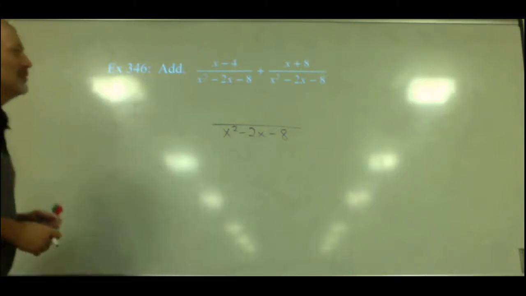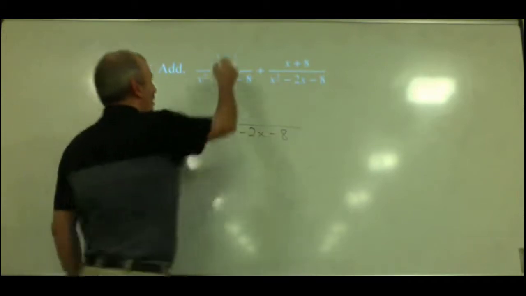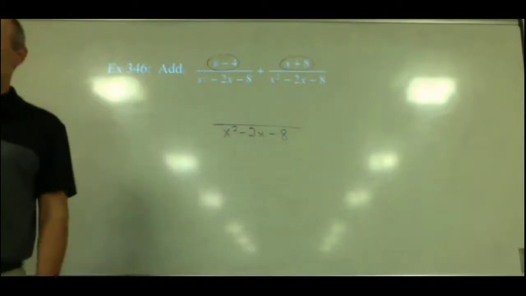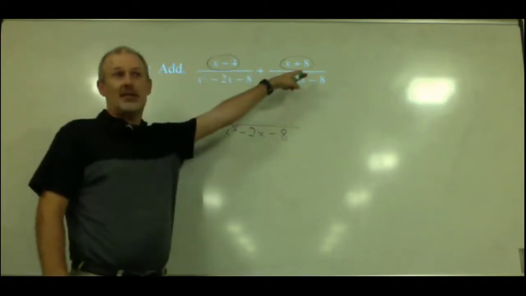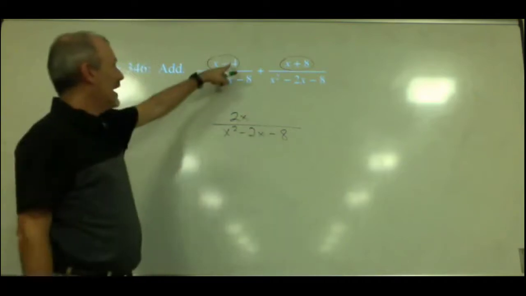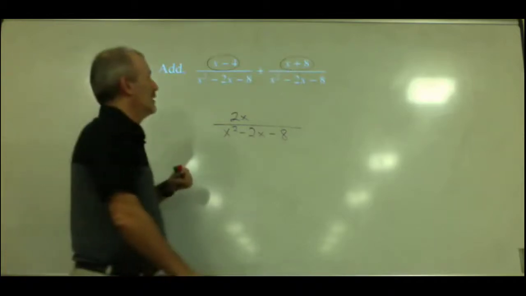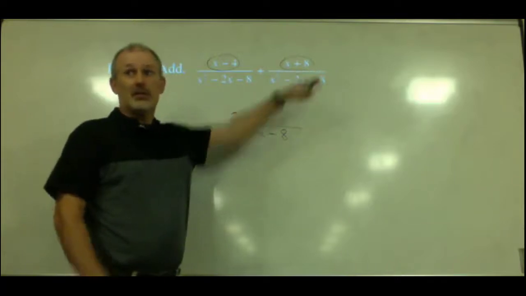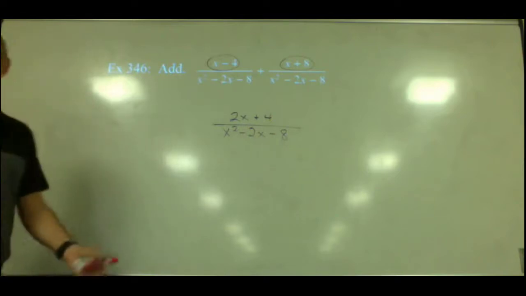Okay? Now, when you add fractions, once you have that common denominator and you write it down, all you do is add, not multiply, but add these two pieces. So we add like terms. What do we get when we add x plus x? 2x. And what do we get when we add a -4 plus an 8? No, you're adding -4 plus 8. 4. Yeah, plus 4. Okay? And that is our answer.